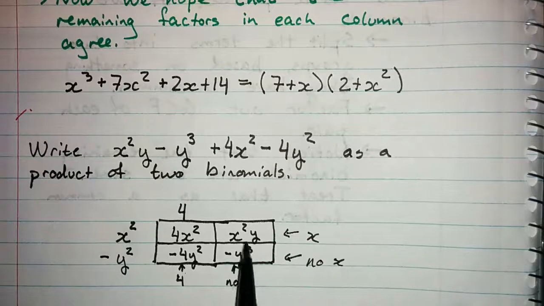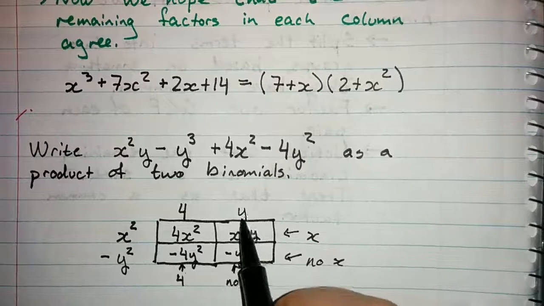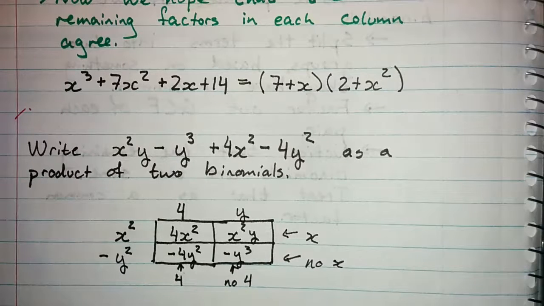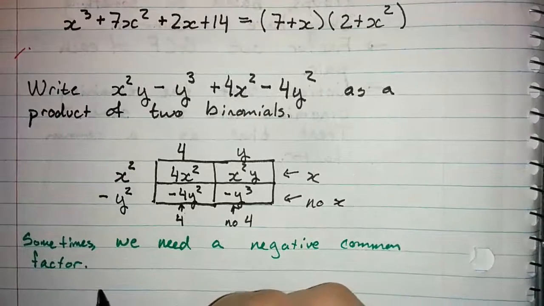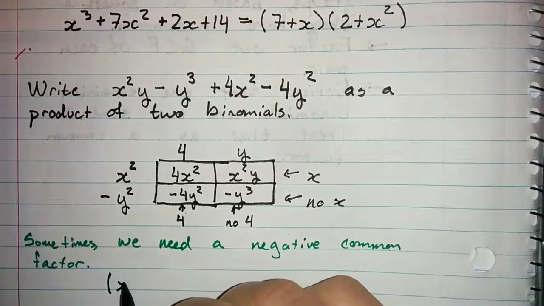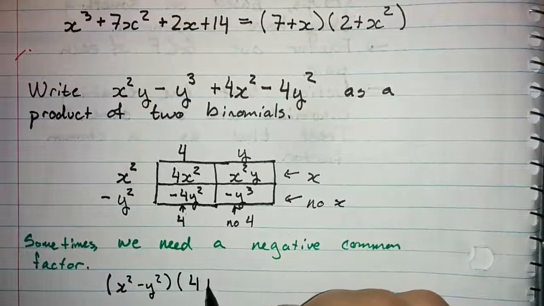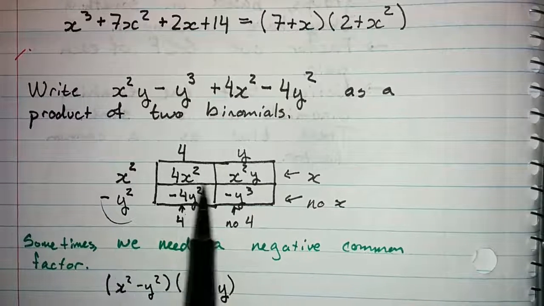Right, because then in this column, what times x squared gives me x squared y? Well, that's got to be a y. Does y times negative y squared give me negative y cubed? Yes, it does. So notice, sometimes we need a negative common factor. And you'll notice that when it comes along. What are my factors then? Well, I have x squared minus y squared times 4 plus y. Again, reading off the side, reading off the top.